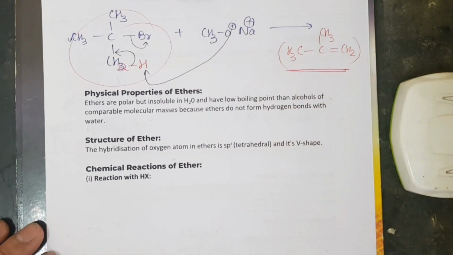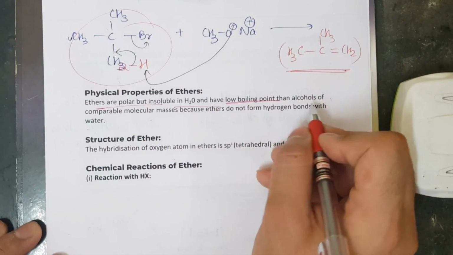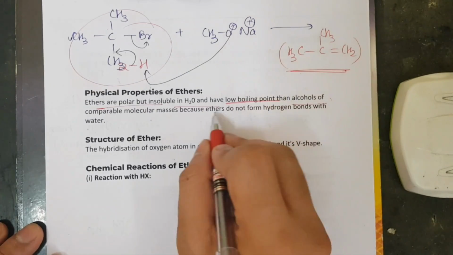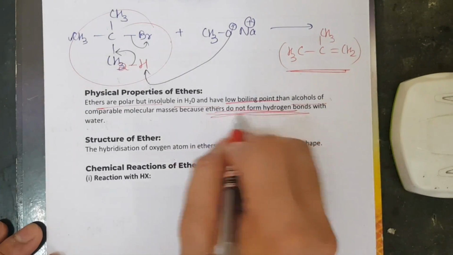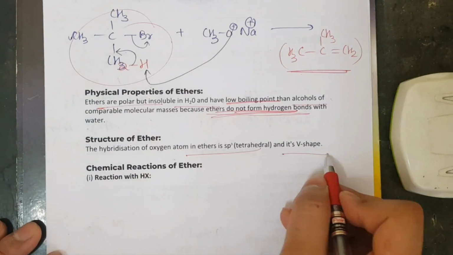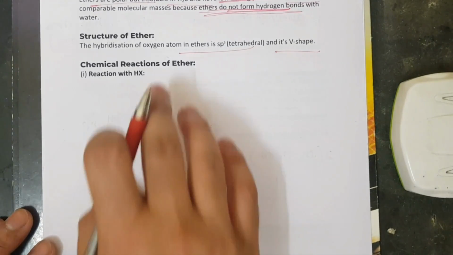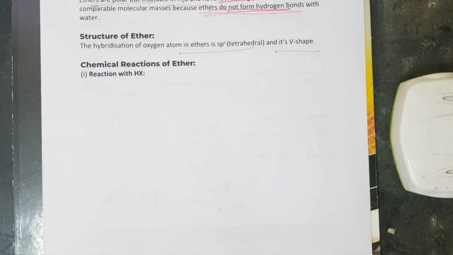Physical properties of ethers. Ethers are polar but insoluble in H2O and have a lower boiling point than alcohols because ethers do not form hydrogen bonds. Okay. Structure of ether, very simple, sp3, and it's V-shaped because of two lone pairs on oxygen. Very important reaction, that is reaction with HX.